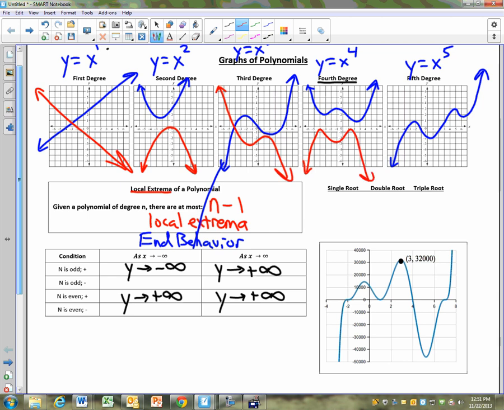Fourth degree, something like that. And fifth degree, something like that. If you want to draw that, that's fine. I know you probably don't have different colors. Some of you guys do. You bring pencils and stuff. That's great. If you don't have it, that's all right.